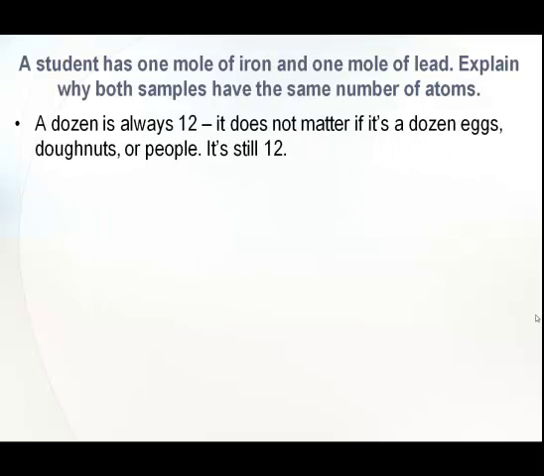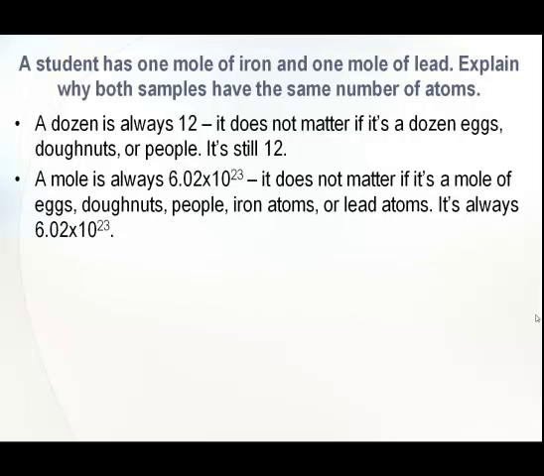Well, first, let's talk about a dozen. A dozen is always 12. It doesn't matter if it's a dozen eggs, donuts, people, whatever. It's still always going to be 12. A mole is similar to a dozen in the sense that it's always going to be the same number. So a mole is always 6.02 times 10 to the 23rd. It doesn't matter if it's a mole of eggs, donuts, people, iron atoms, or lead atoms. It's always going to be 1 mole, which is 6.02 times 10 to the 23rd.